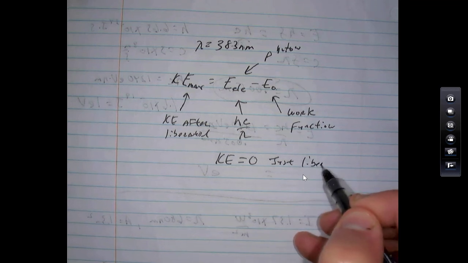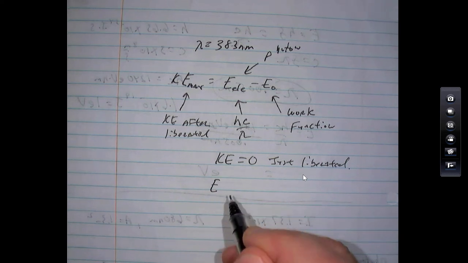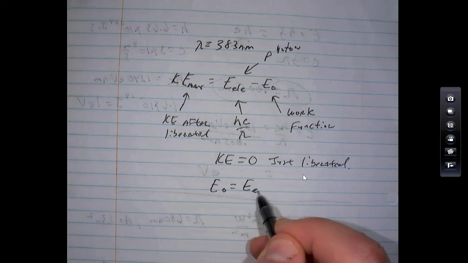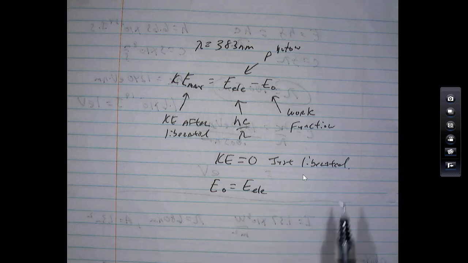Just liberated. That's what we have going on here. We've just freed it. We're just trying to figure out the work function. So the work function, in this problem, turns out to be the energy of the photon, right? If this is 0, we arrive at this equation.